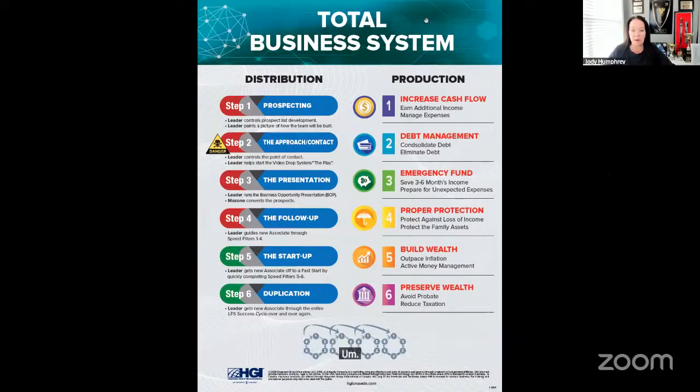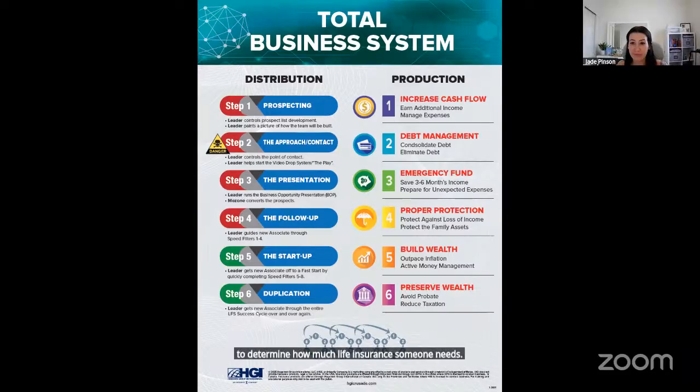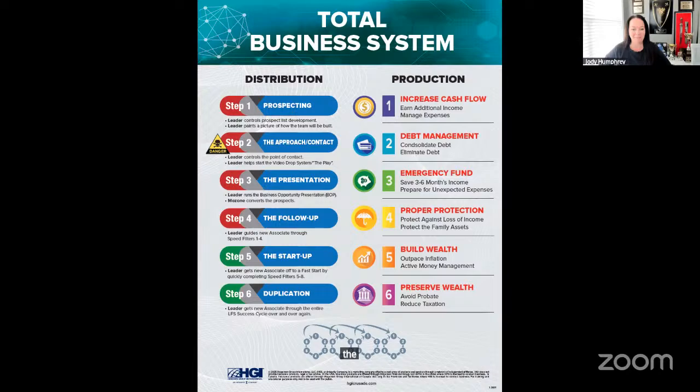Step number 4 is proper protection. So proper protection is obviously life insurance, making sure that they have enough. So what's the formula that we use to determine how much life insurance someone needs? The dime. So tell me what that means, Jade. Debt, income, mortgage, and education. Tell me about income. Tell me what I do with this. Teach me.